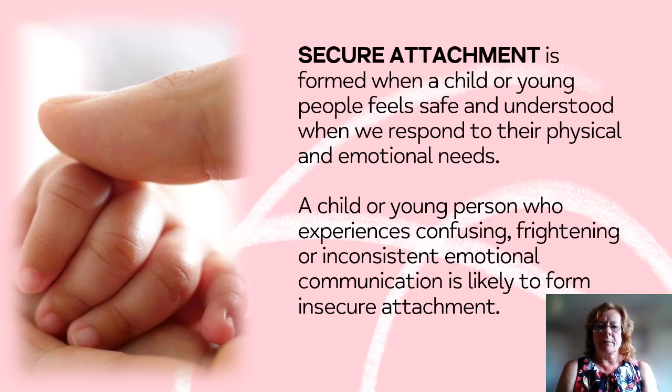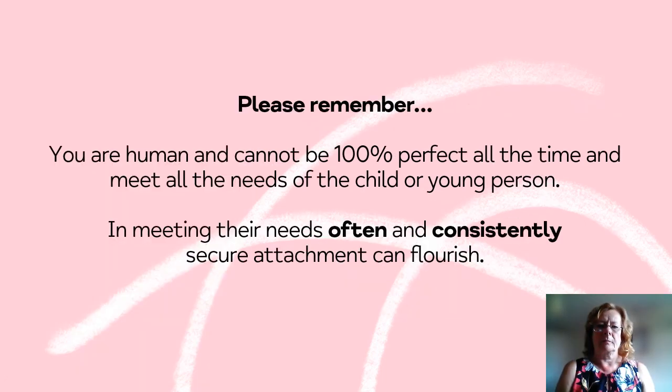Secure attachment is formed when a child or young person feels safe and understood, when we respond to their physical and their emotional needs. A child or young person who experiences confusing, frightening, or inconsistent emotional communication is likely to form an insecure attachment. Remember, you are human and cannot be 100% perfect all of the time and meet all of the child's or young person's needs. In meeting their needs often and consistently, a secure attachment can flourish.